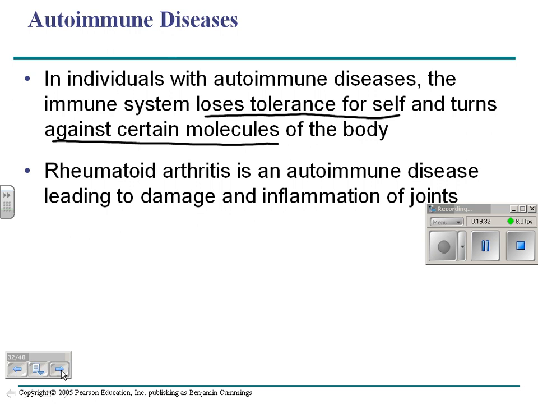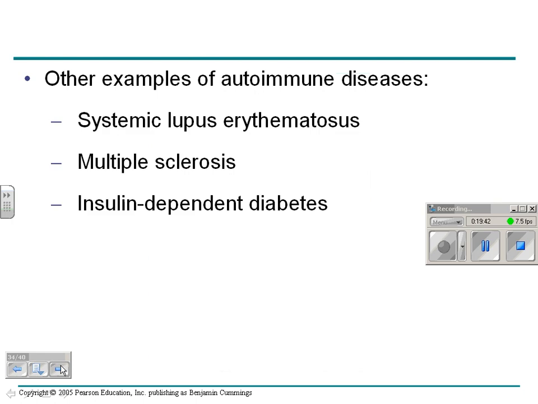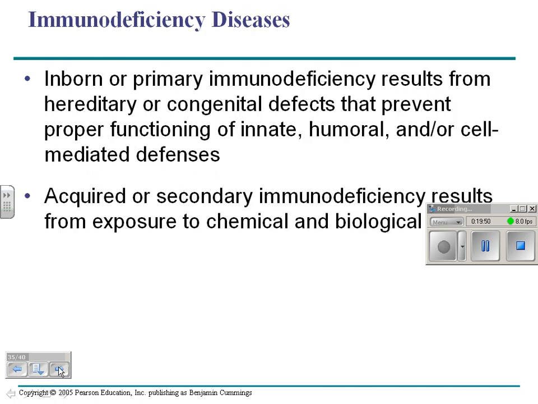And there are a lot of different kinds of these. Rheumatoid arthritis is one. It's called autoimmune. Attack self. Here are some other examples of autoimmune diseases. We think that one is. Immunodeficiency diseases.